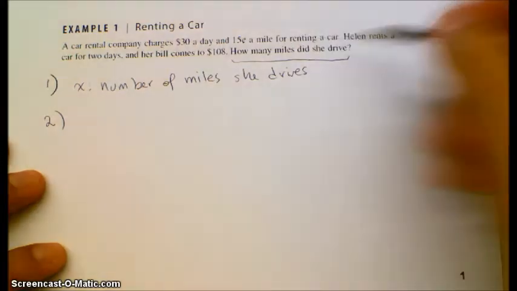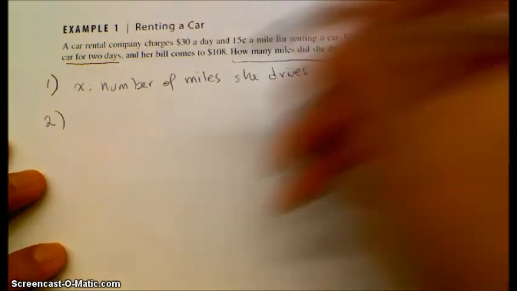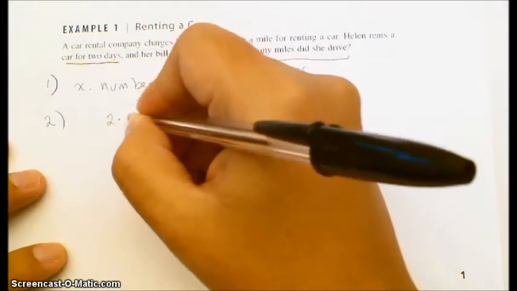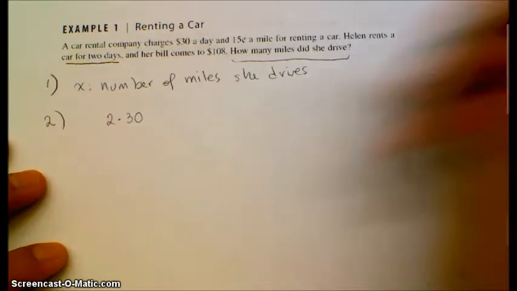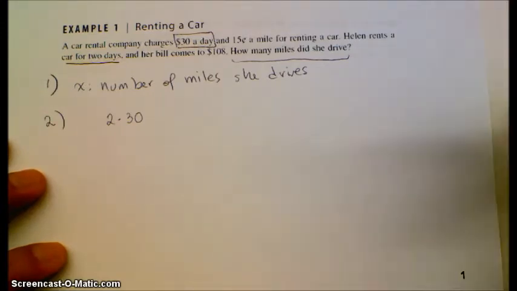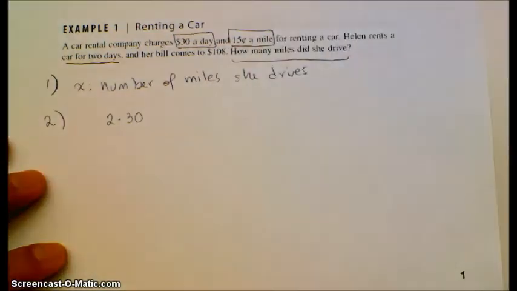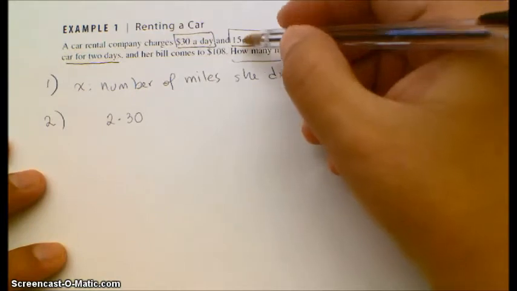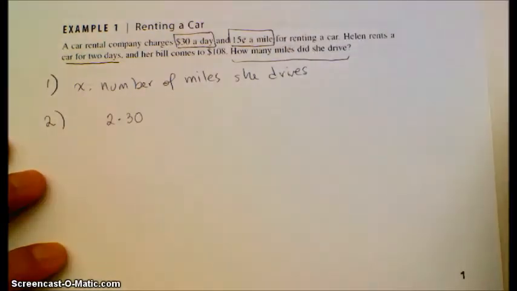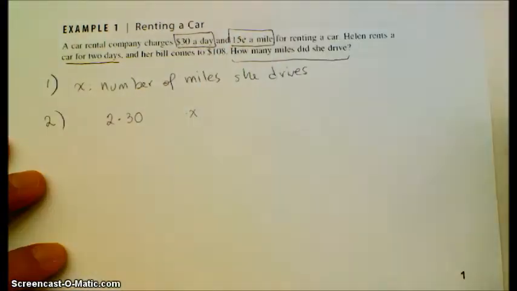So right off the bat, I know that renting the car for 2 days makes me want to pay 2 times those $30. So there is no question about it. I pay $60 just for having the car for 2 days. And then it says 15 cents for every mile, or 15 cents a mile. So those 15 cents I have to multiply by the number of miles she drives. So I'm going to multiply those 15 cents by x.